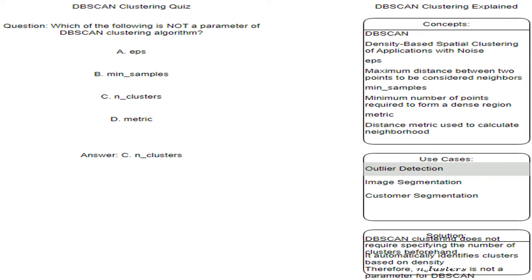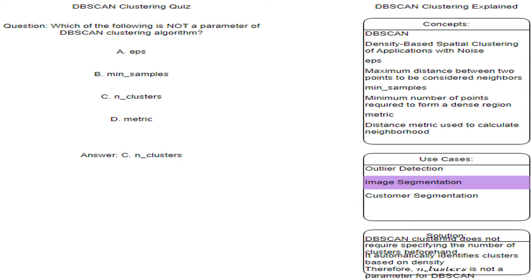Outlier detection. DBSCAN can effectively identify outliers, which are data points that are significantly different from other points in the dataset. This is particularly useful in anomaly detection, fraud detection, and identifying unusual patterns in data.